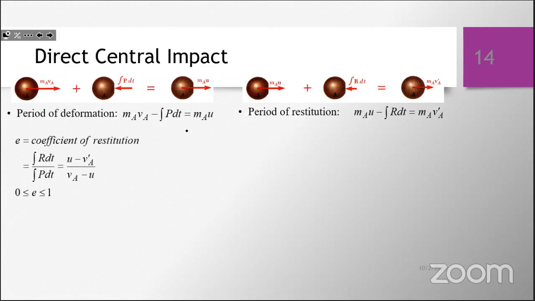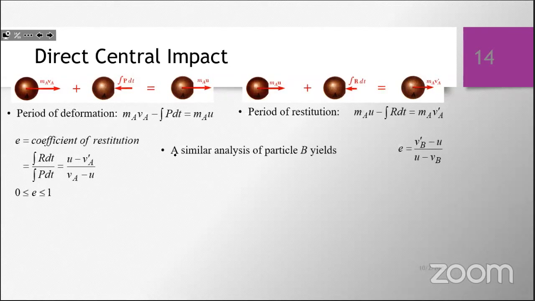So if I take this equation, which is equal to mU, and I plug that into here, and I do some algebra, I'll get something that looks like this, which is the ratio of my restitution to my deformation, which we call the coefficient of restitution. And the coefficient of restitution ranges between 0 and 1. What it tells you is essentially how much energy is being transferred in this system during an impact.